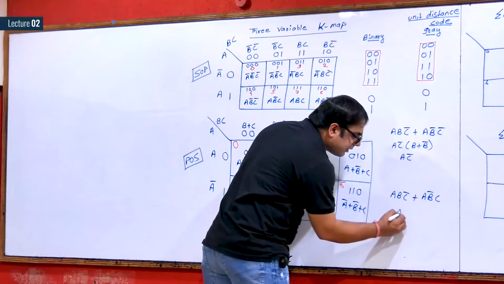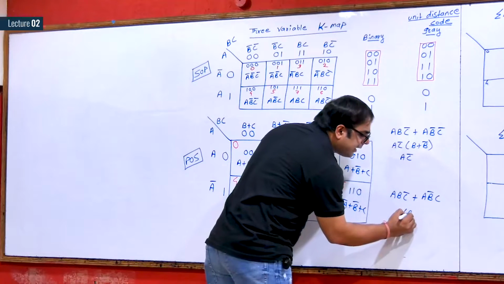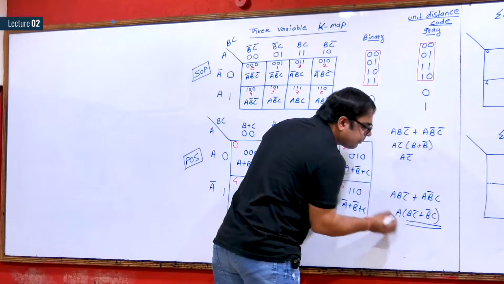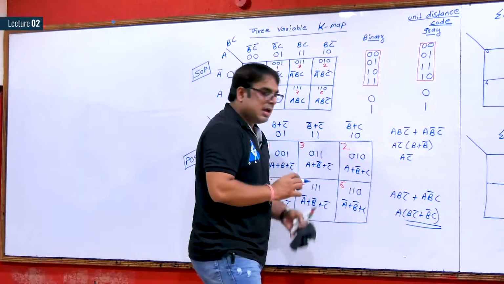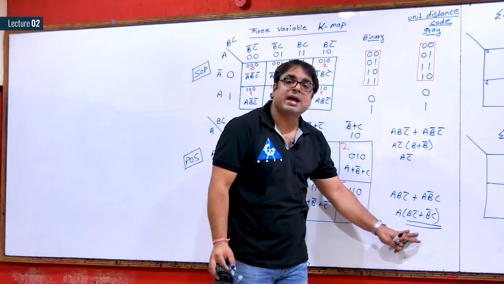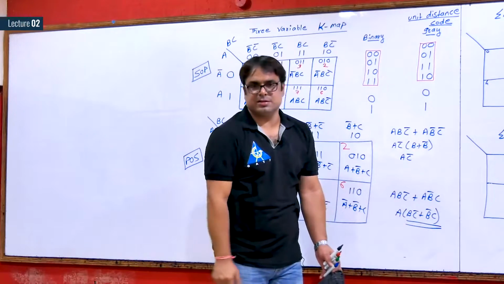What will happen in this one? I can take only A common, and then B C complement plus B complement C. It is not possible to reduce. None of the variables will be reduced. Why? Because in two variables, there is a difference.